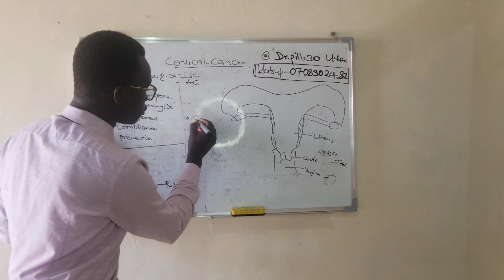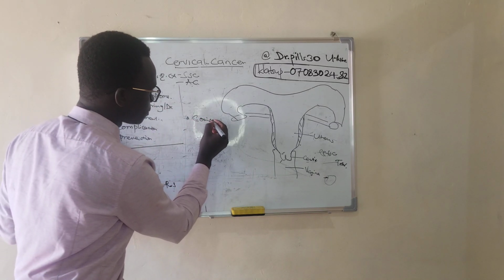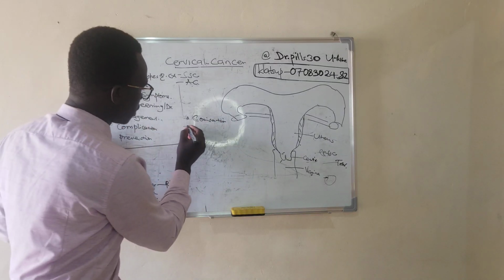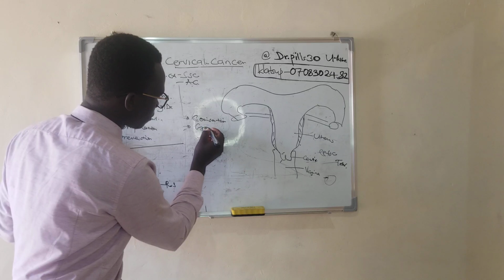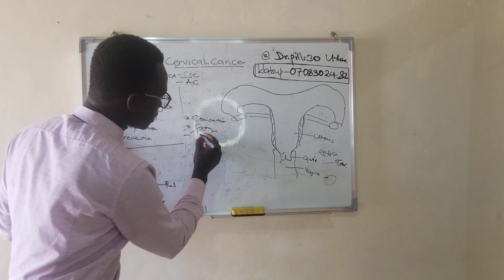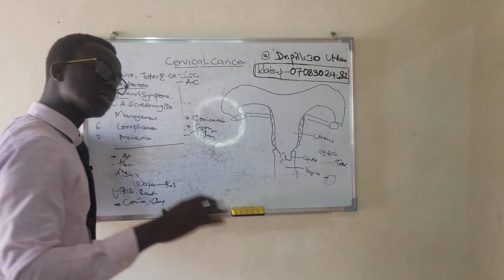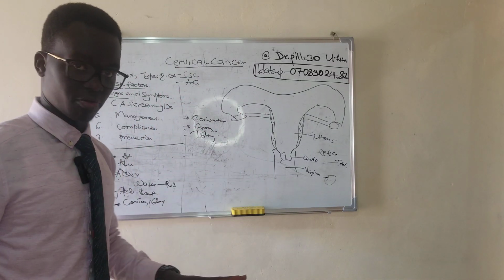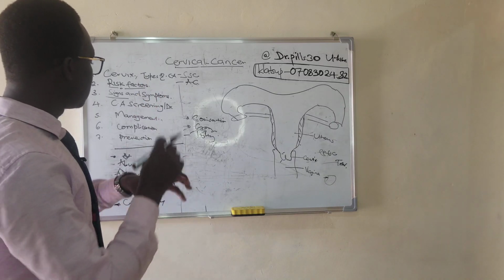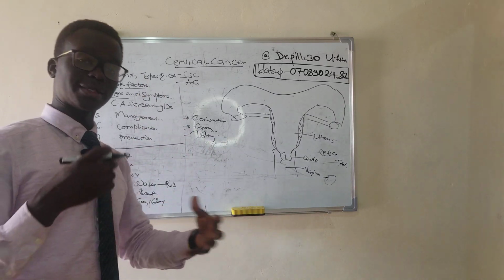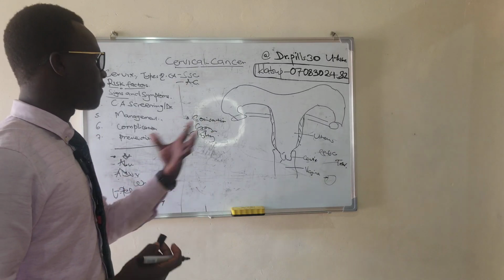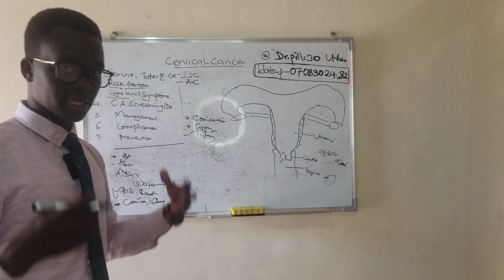You can decide to do what we call conization. We can do what we call cryosurgery. You can do what we call total hysterectomy, where your cervix is completely removed, in case it has spread. So the management depends on the stage of your cancer. The better if you go early, you have high chances of your cancer getting healed.